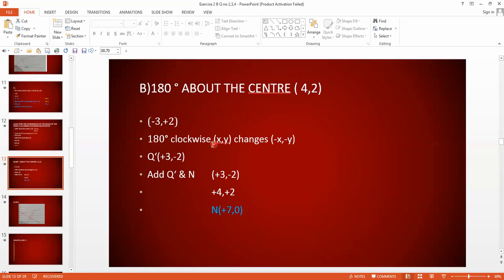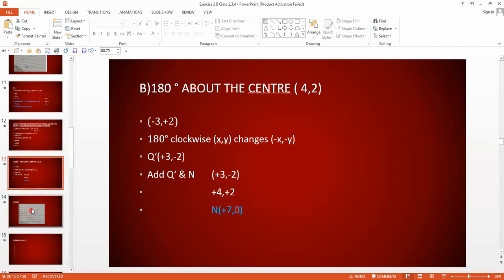So according to 180 clockwise rotation, xy changes. How will it change? Just the sign will be changed. Their position will remain the same. So -x, -y. Minus means I have to change the sign. So -3 will change into +3 and +2 will change into -2. This is q dash. Now I have to add q dash and n. So +3 -2, and this one is +4 and +2. I have to add this n, that is 4 and 2. So +3 +4 become +7, and -2 +2 cut out, it becomes 0.